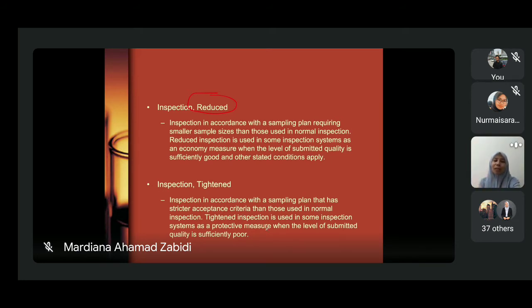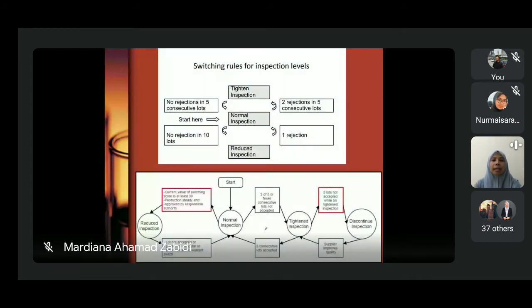So dalam your punya lecture notes ni, inspection for the Titan is in accordance with a sampling plan that has a stricter acceptance criteria than those used in normal inspection, whereby this particular Titan inspection is used in some inspection system as a protective measure when the level of submitted quality is sufficiently poor. Okay, so I hope you understand about my explanation. So yang ini adalah simplified explanation of how the Titan and reduced inspection is being done.